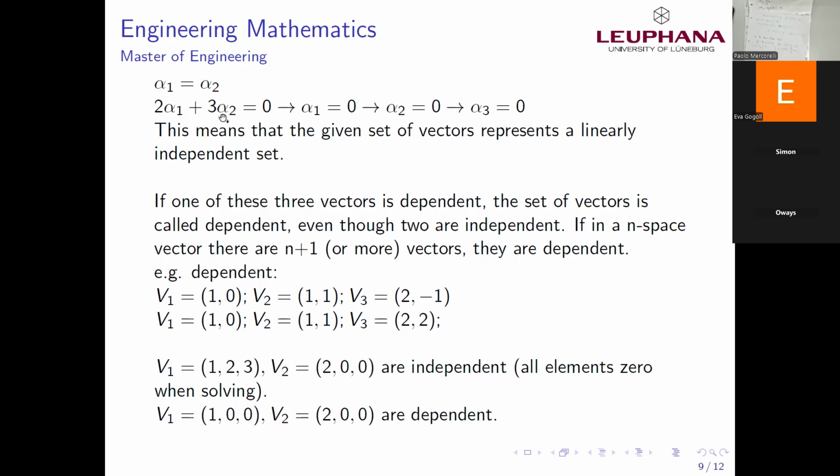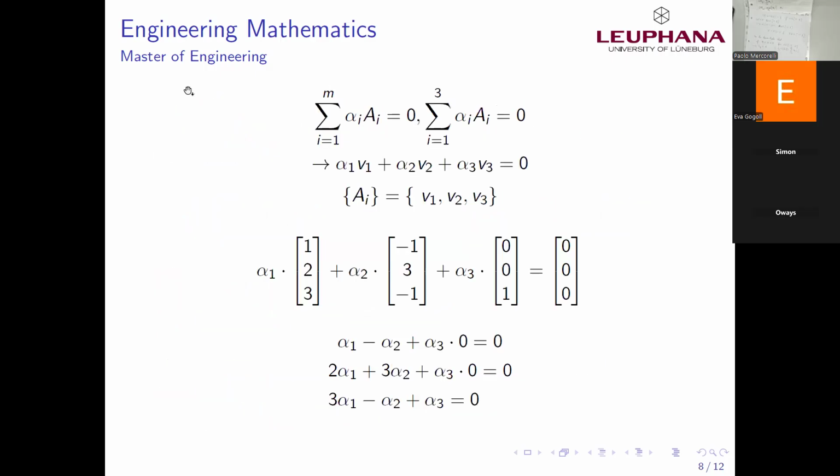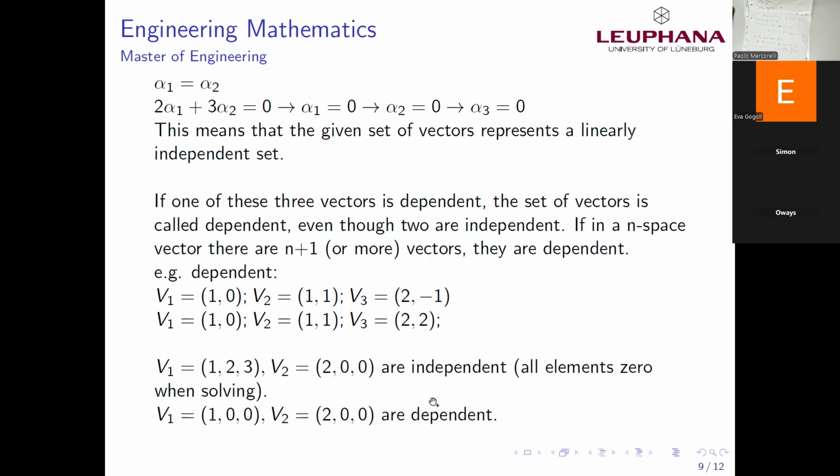If you plug in alpha 2 here, alpha 2 is equal to alpha 1. This means 5 times alpha 1 equals 0. This means alpha 1 equals 0. If alpha 1 equals 0, from this equation here, we have also alpha 2 equals 0. Clear, no? Because alpha 1 is equal to alpha 2. Now, if you look at equation number 3, with alpha 1 and alpha 2 equal to 0, we have 0 here, 0 here, and alpha 3 equals 0. Conclusion: the given set of vectors represents a linearly independent set, because all the alpha parameters equal 0. Do you agree?